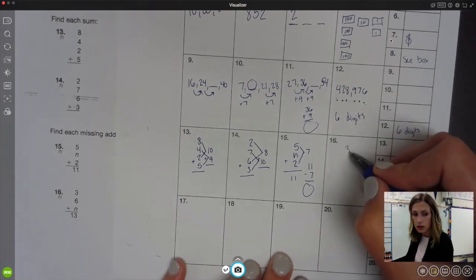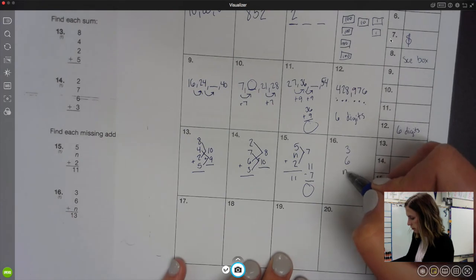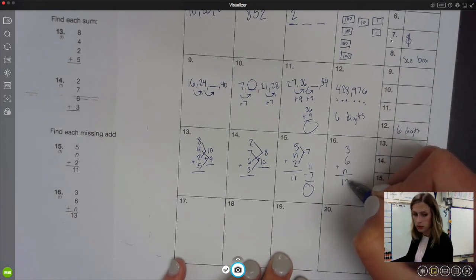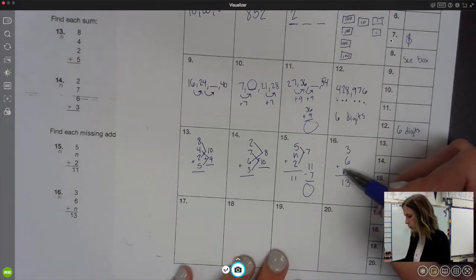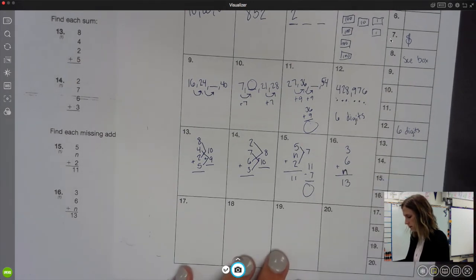16. 3 plus 6 plus n equals 13. Do the same thing to find your answer there to figure out what n is going to be.